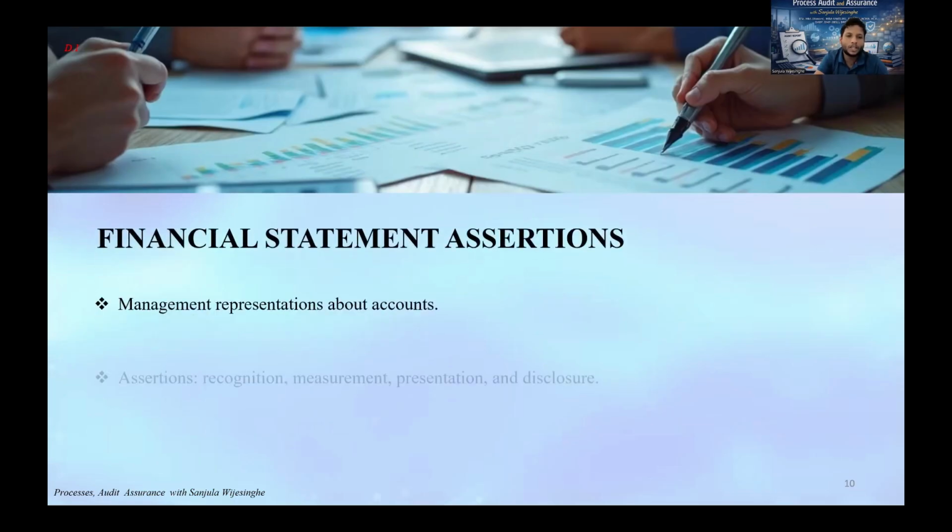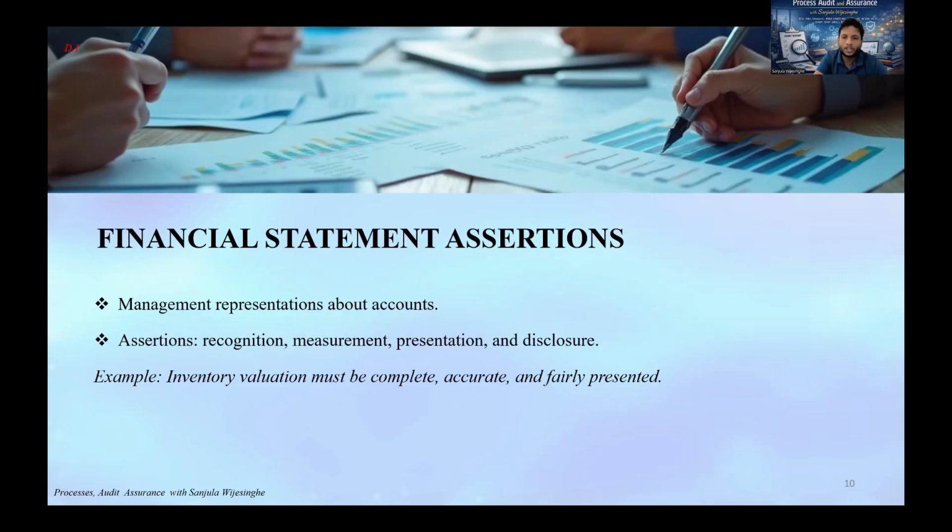Now you see the financial statement assertions: management representations about accounts. Assertions cover recognition, measurement, presentation and disclosure. Inventory valuation must be complete, accurate and fairly presented, and is used by the auditor to design tests. Now, when you are going to perform audit procedures, you need to cover what? Assertions. Just jot it down: completeness, classification, accuracy, existence, occurrence, rights and obligations, valuation, then presentation and disclosure. Those are the assertions. Each has a unique meaning. For example, completeness means whatever transactions have occurred in the financial period have been recorded. There are no omissions. Accuracy. Classification and presentation: the non-current and current categories should be there.